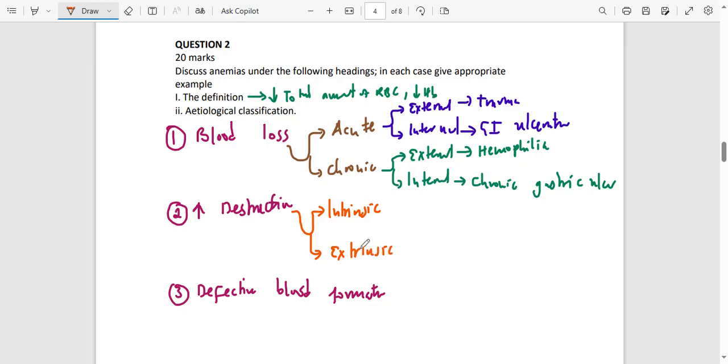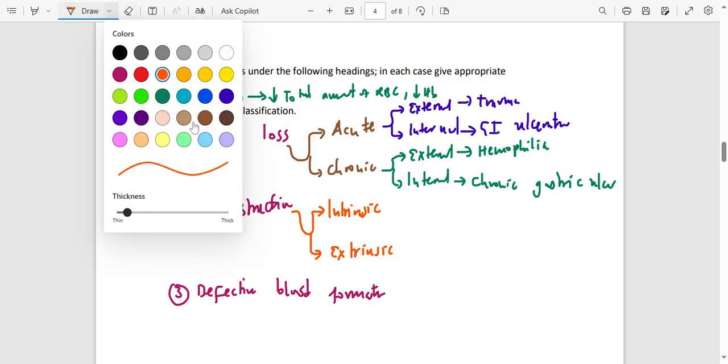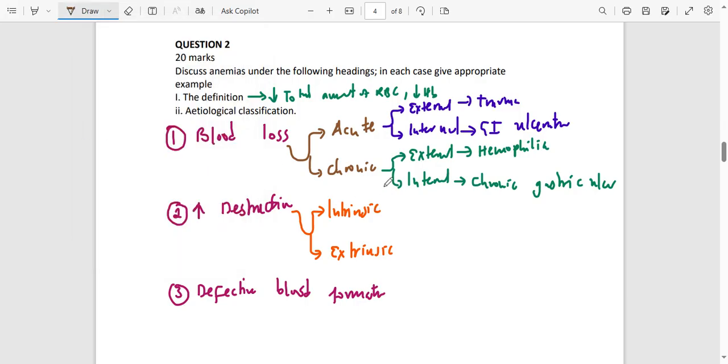And this is because of different agents. They are not part of our body. They are the ones that are coming to destroy our blood cells. Let's start with the intrinsic. So intrinsic factors or intravascular hemolysis can be because of congenital genetic defects. You are born like that, and so this is basically affecting the structure of the red blood cells.